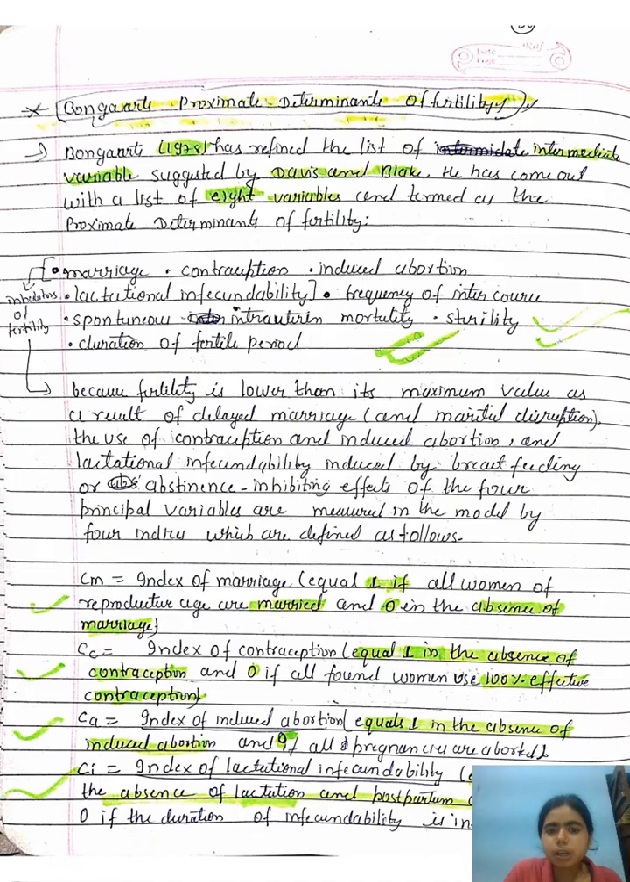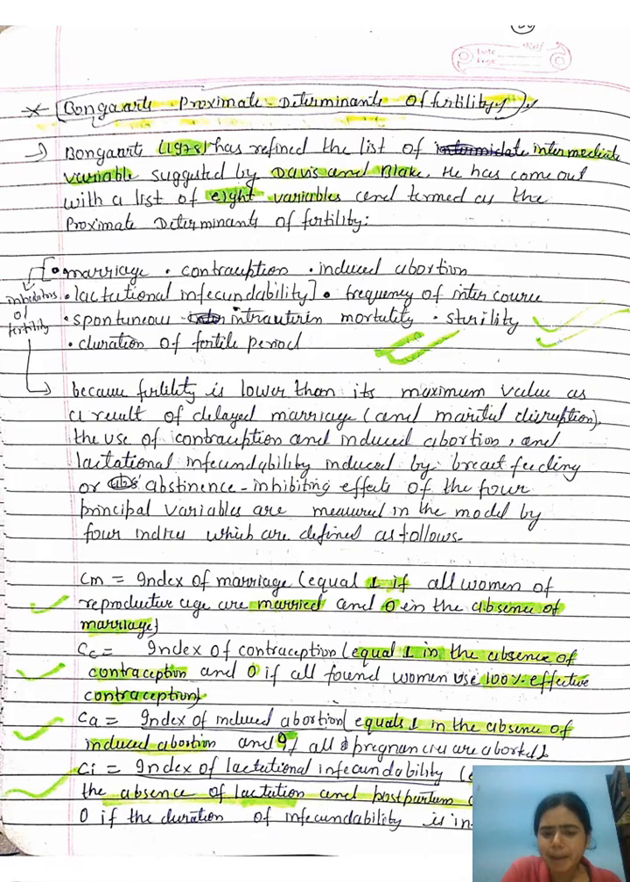Bongaarts' method, approximate determinants of fertility. Bongaarts' 1979 work has refined the list of the intermediate variables suggested by Davis and Blake. He has come out with a list of 8 variables, termed the approximate determinants of fertility: marriage, conception, induced abortion, lactational infecundability, frequency of intercourse, spontaneous intrauterine mortality, sterility, and duration of fertile period.